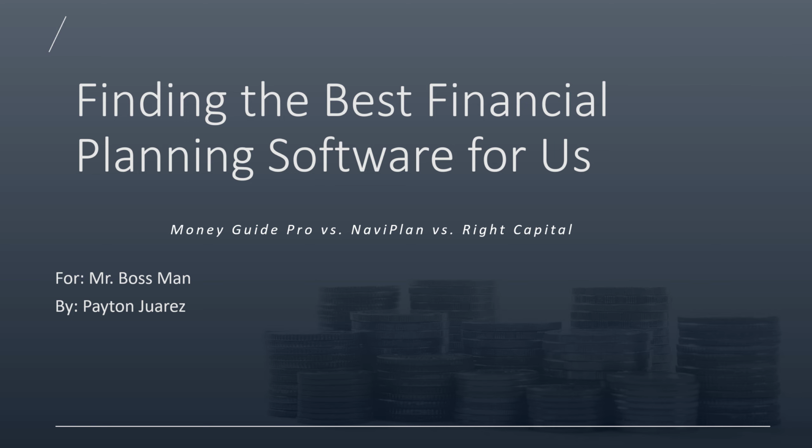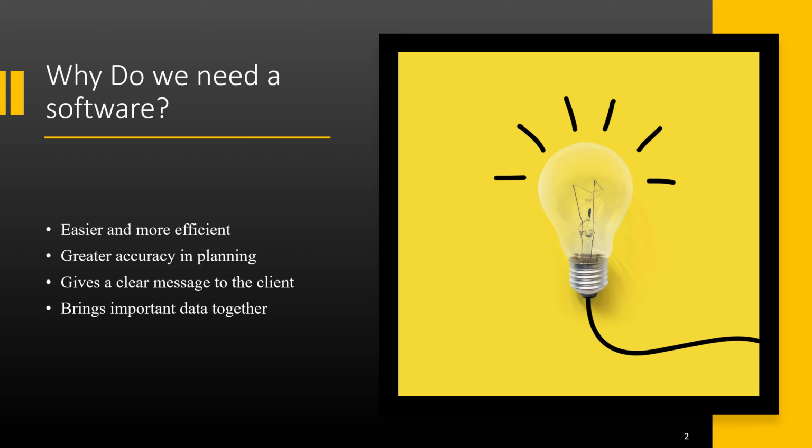Today, I'm going to be presenting on and discussing different software programs for our financial planning firm. Although being a mid-sized firm, we still have a great need for financial planning software, and today we're going to find the best fit for us. I've narrowed it down to the following three programs: MoneyGuide Pro versus NaviPlan versus Rights Capital. Quickly, I'll go over the reasoning for why our firm needs to choose one of these softwares.